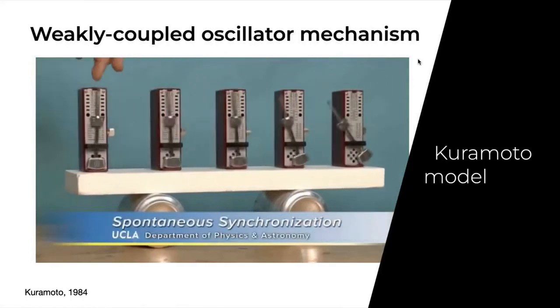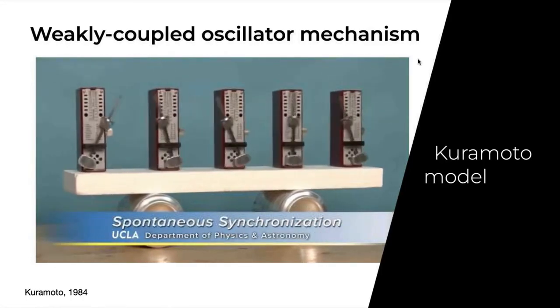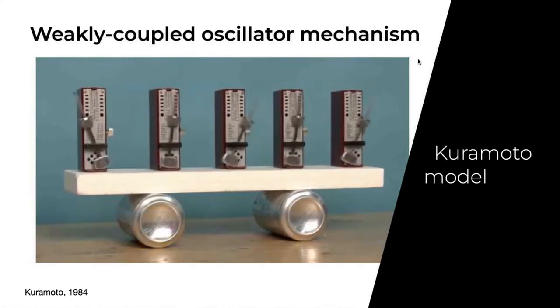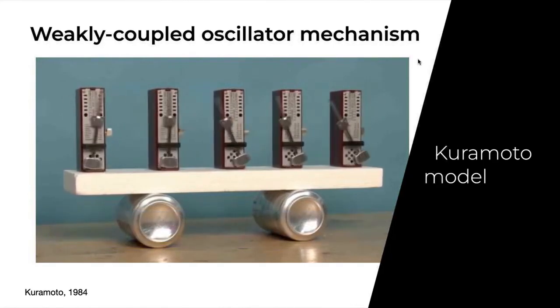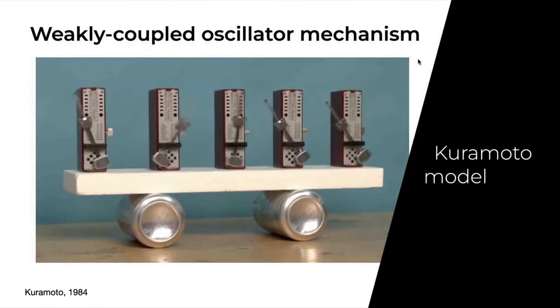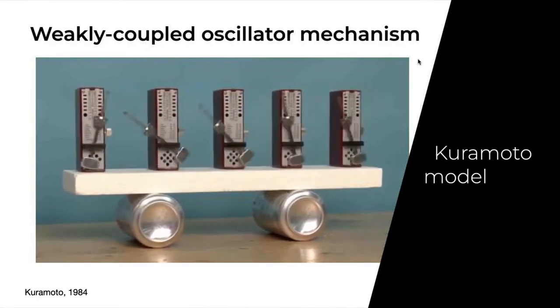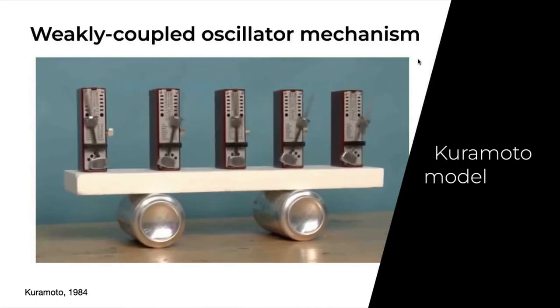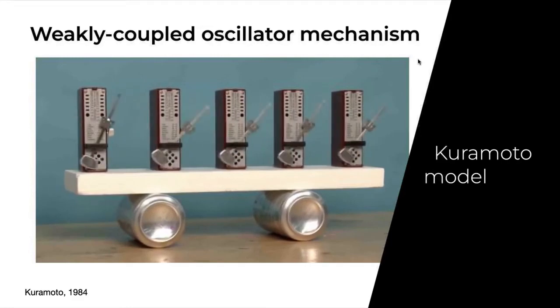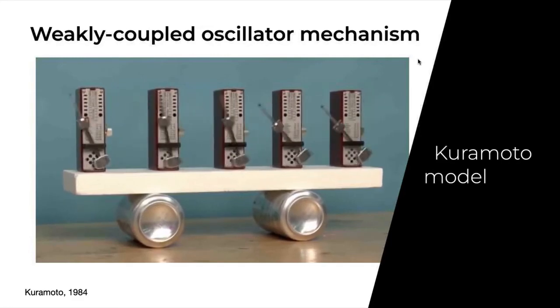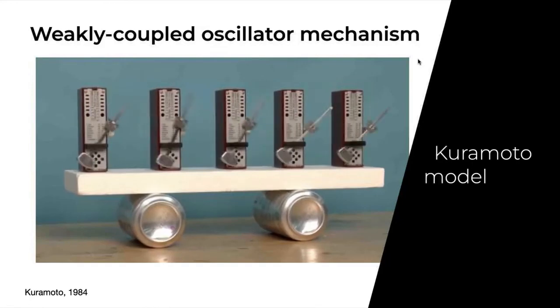presentation before, where the person initializes these metronomes at random phases, and they are coupled mechanically through the styrofoam board and the two cans below. And through this weak coupling, they start synchronizing over time. So now they have almost achieved synchrony. And this phenomenon, for example, can be explained with a phase model such as the Kuramoto model.